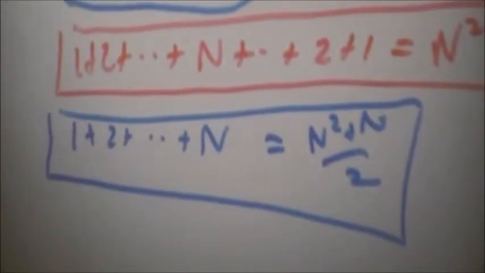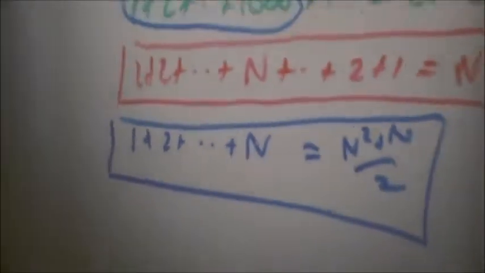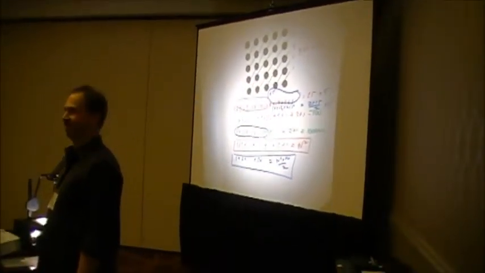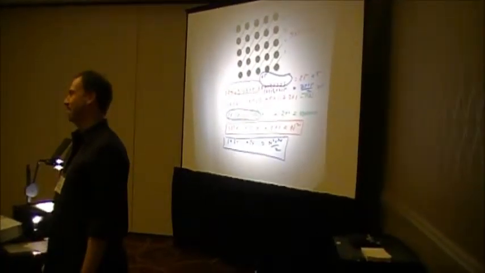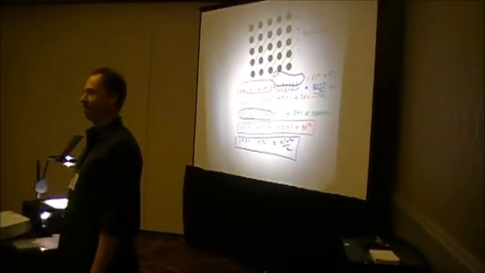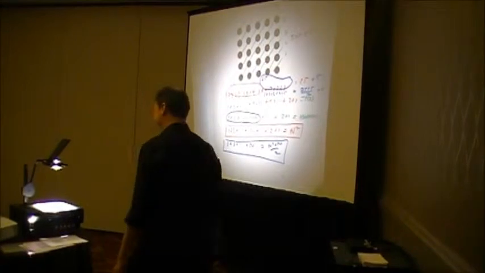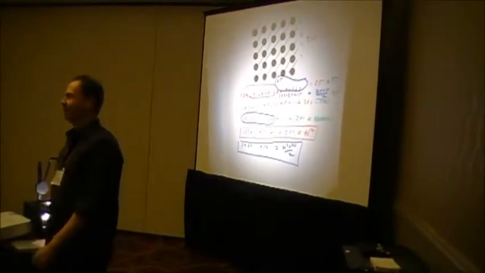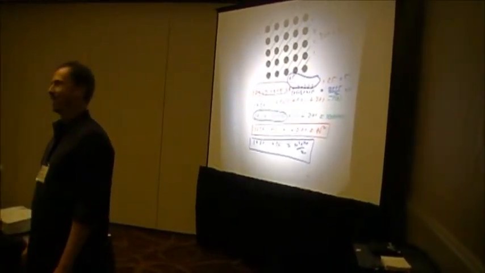Well, that's pretty powerful. So what's the sum of all the numbers from 1 up to 1,000,000? Same thing. You say 1,000,000 squared plus 1,000,000. Half of that. Yeah, perfect. Good answer. Well, what is 1,000,000 squared? 10 to the 12.